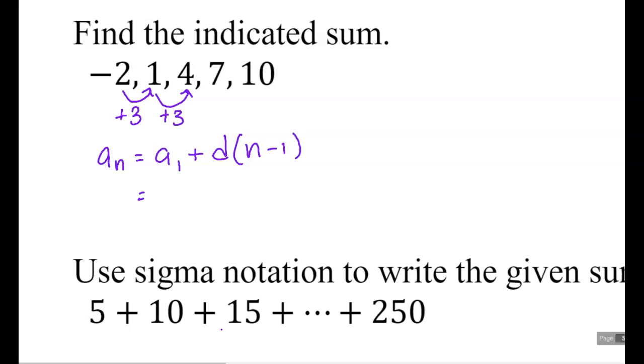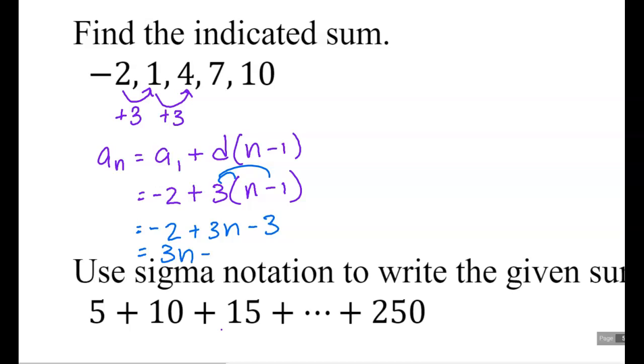My first term in this case is negative 2. My common difference is 3. And it's multiplied by n minus 1. Now I'm just going to quickly simplify this down. Minus 3. And it becomes 3n minus 5. That's the definition of my sequence.